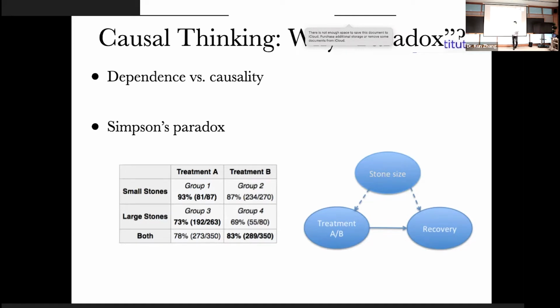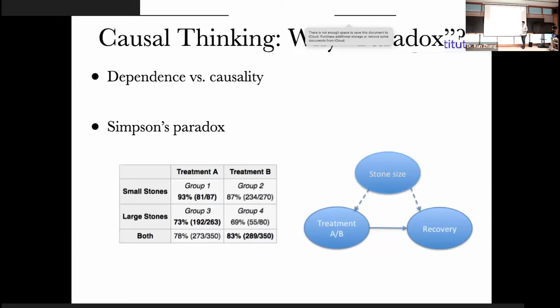Now we know why. In this problem, we care only about the causal influence of treatment on recovery. That's all. We don't care about dependence. The dependence can be very different from causal influence because of common causes. The dependence can be almost arbitrary, but whenever we make recommendations, we care about the causal effect. If you really care about this, you fix the stone size, and then clearly A is better.